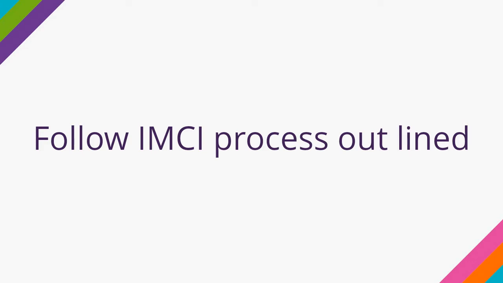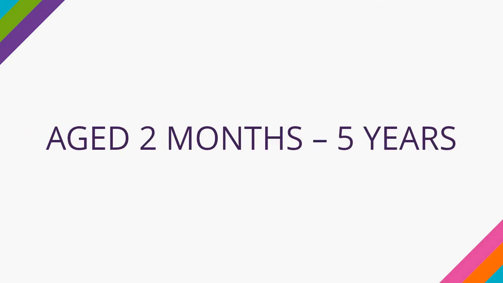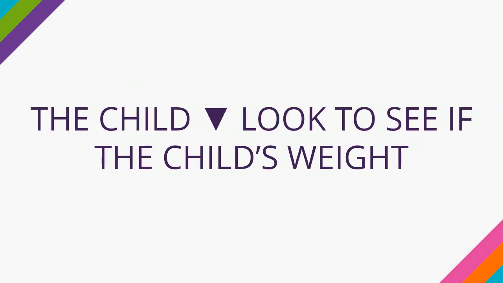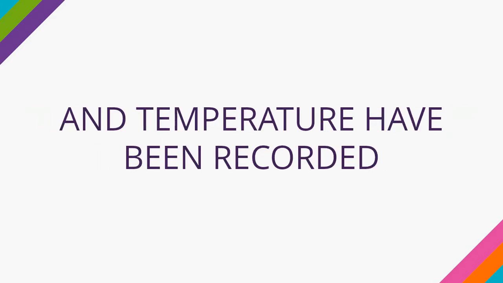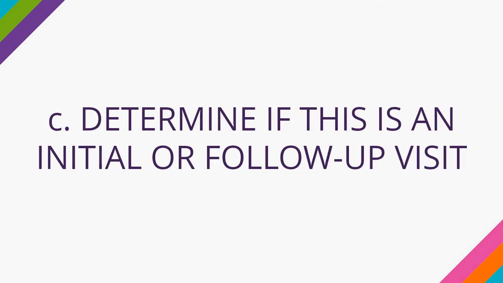Okay, we are going to follow the IMCI process that we outlined in part 1. So we'll be doing the assess and classifying of the child of 2 months to 5 years. The steps would be: A, greet the mother appropriately as she comes to the center and ask about the child. You can look to see if the child's weight and temperature have been recorded. B, you can ask the mother what the child's problems are, and then C, determine if this is an initial or follow-up visit for the current problem that the child is facing. Then D, you can check for general danger signs.